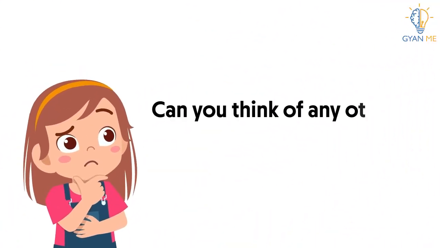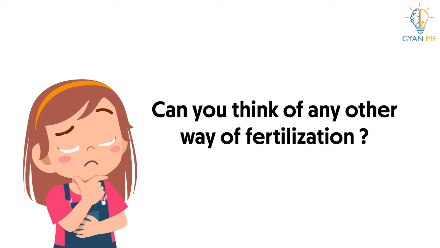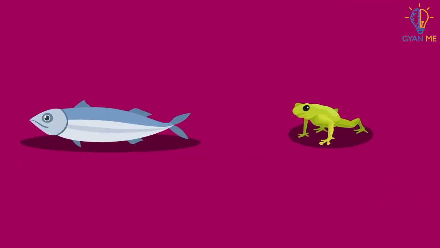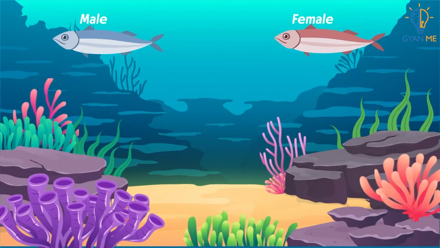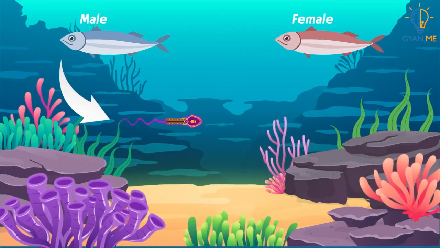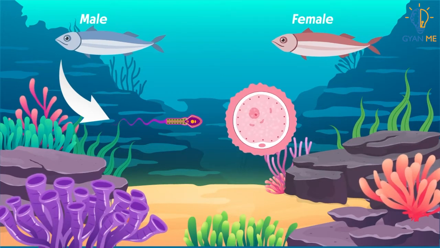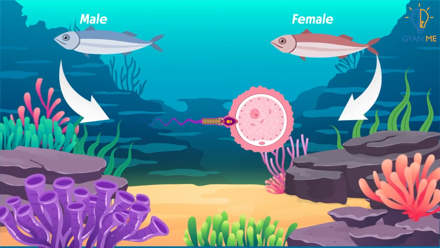Can you think of any other way of fertilization? Pause the video and think about it. Let me tell you, apart from internal fertilization, some lower vertebrates like fishes or amphibians like frogs and some other few organisms reproduce by external fertilization as well. External fertilization is a mode of reproduction in which male sperms fertilize female's ova outside the female body.